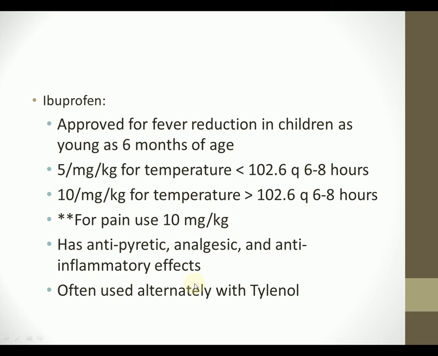Ibuprofen, we know, is approved for children as young as 6 months. And remember, the division on that is on the temperature. Your book says 102.6 in this chapter, so we'll just go with that, every 6 to 8 hours. If it's 102.5, I'm not going to get that picky. But if it's less than 102.5 to 6, we're going to give 5 milligrams per kilogram. Above that, we're going to give 10 milligrams per kilogram. And for pain, 10 milligrams per kilogram. It has all three of the things we're looking for: antipyretic, analgesic, as well as anti-inflammatory.